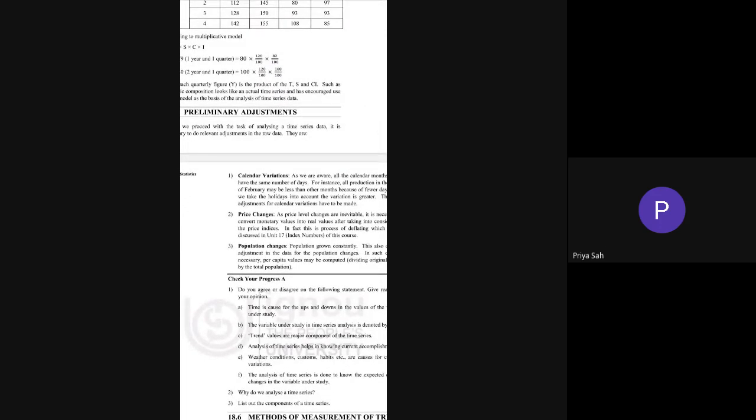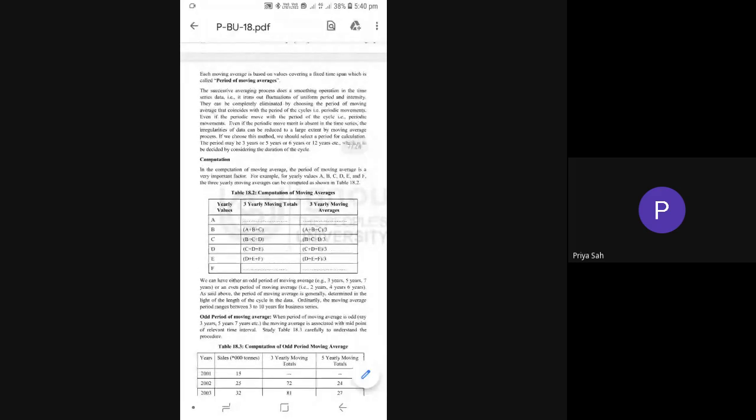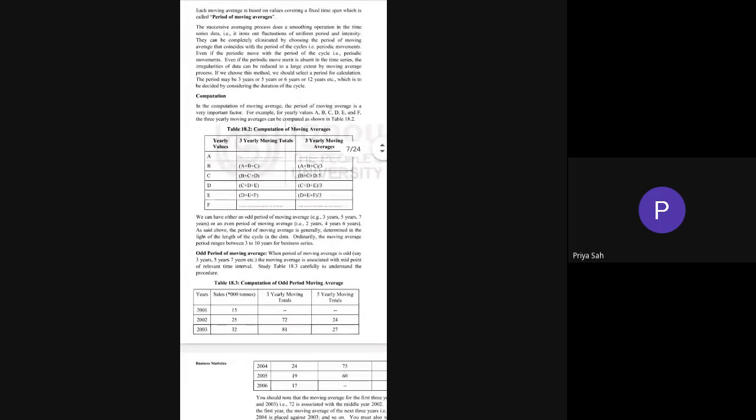Then preliminary adjustments are there: calendar variations, price changes, population changes. Then the method of measurement of trend, that is the moving average method. The period of moving averages is found out. So this is the computation of moving averages, how it is calculated. It is given in alphabetical form. Six yearly values are given, A, B, C, D, E, F, and 3 yearly moving averages can be computed. So yearly values, 3 yearly moving totals, then 3 yearly moving averages.